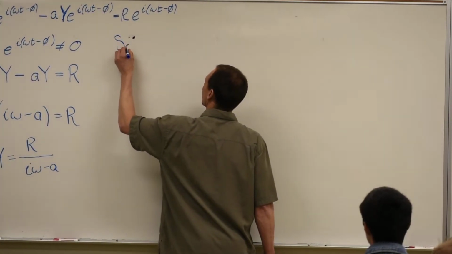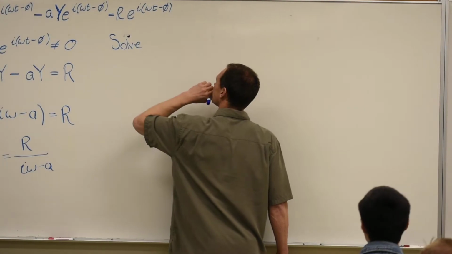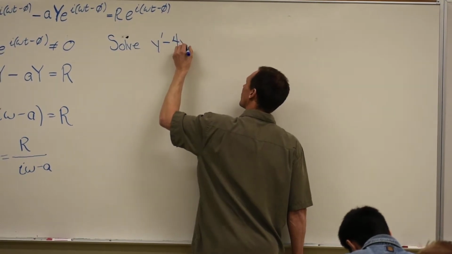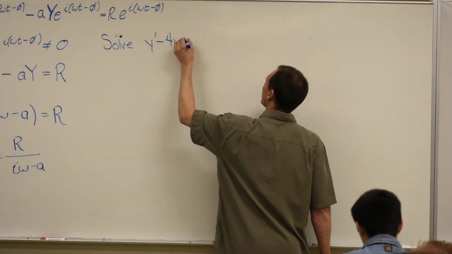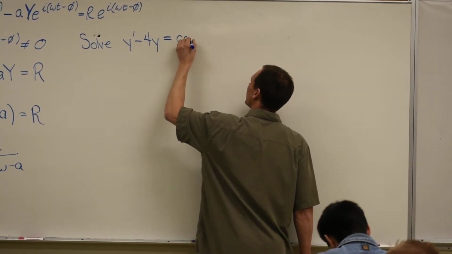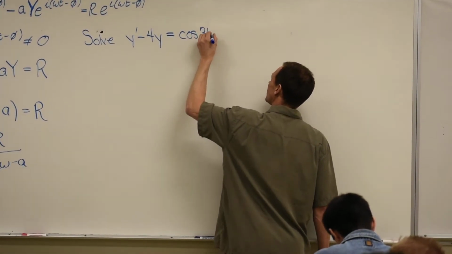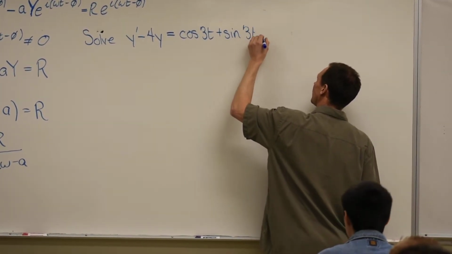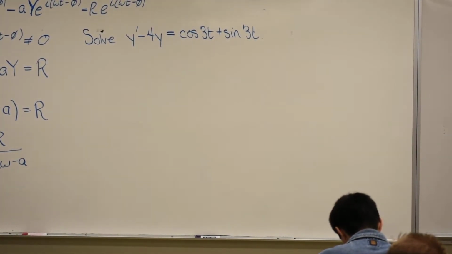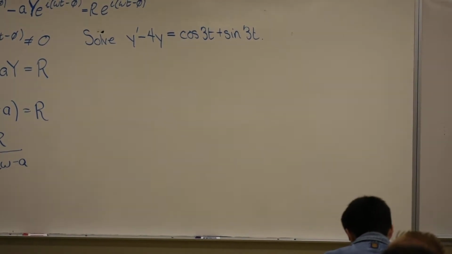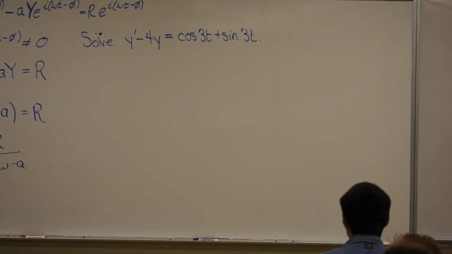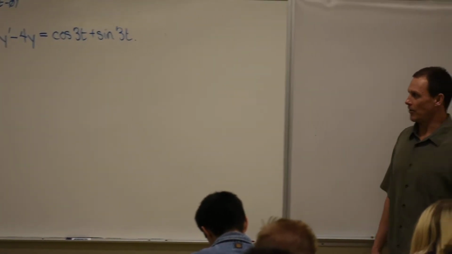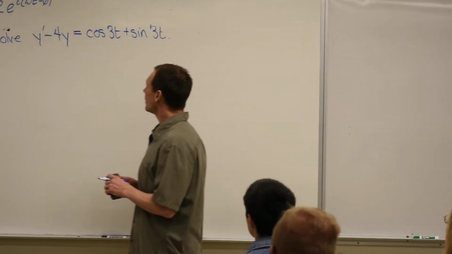So, here we go. y prime minus 4y equals cosine 3t plus sine 3t. Okay, what's our first step? Our first step is over here. Let's go back.